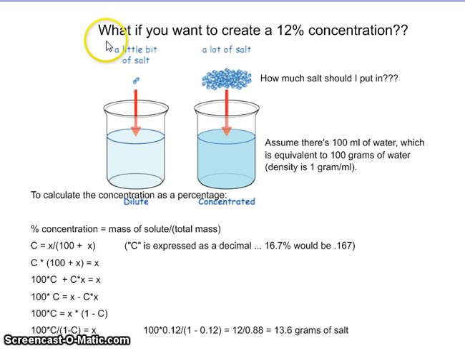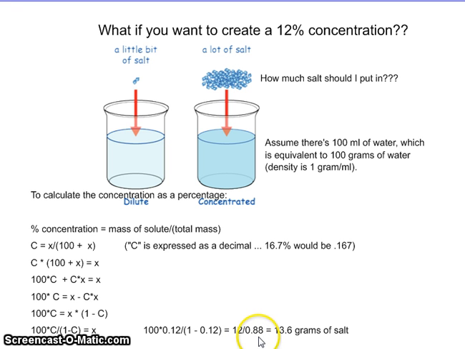So here's a specific example. What if we want to create a 12% concentration of salt? How much salt should I put in? There's all the algebra again, but let's go right to the end and put in the values. Again, 100 milliliters of water, so it's going to be 100 times my concentration, 100 times C. In this case, it's going to be 100 times 0.12. That's 12% concentration. That's going to be divided by 1 minus 0.12. 100 times 0.12 is 12, and the denominator is 0.88.